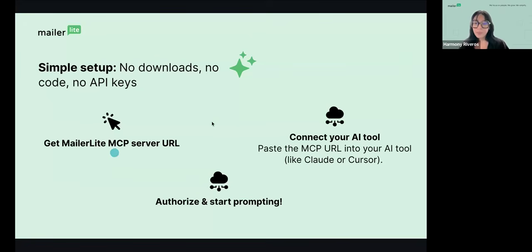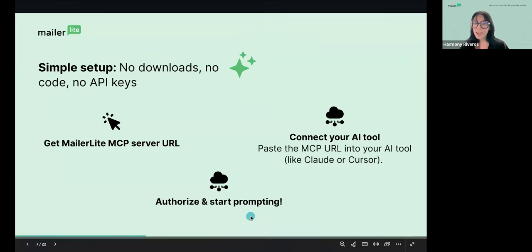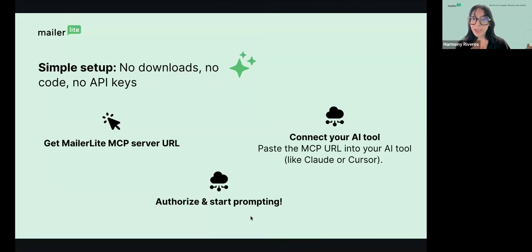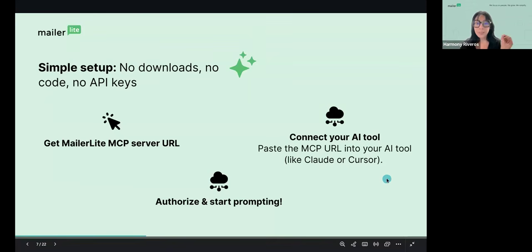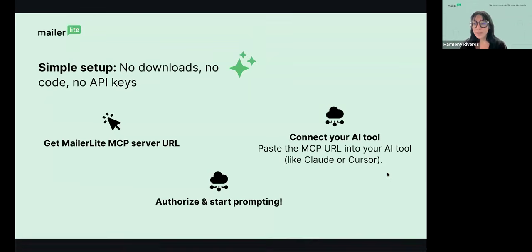Once you have the URL, you connect it to your AI tool. This is assuming you have a MailerLite account that is active and that you are using. The next thing is to authorize and start prompting. Authorizing means giving it permission to access your account, and then you can start using it. So it really is just 3 simple steps.